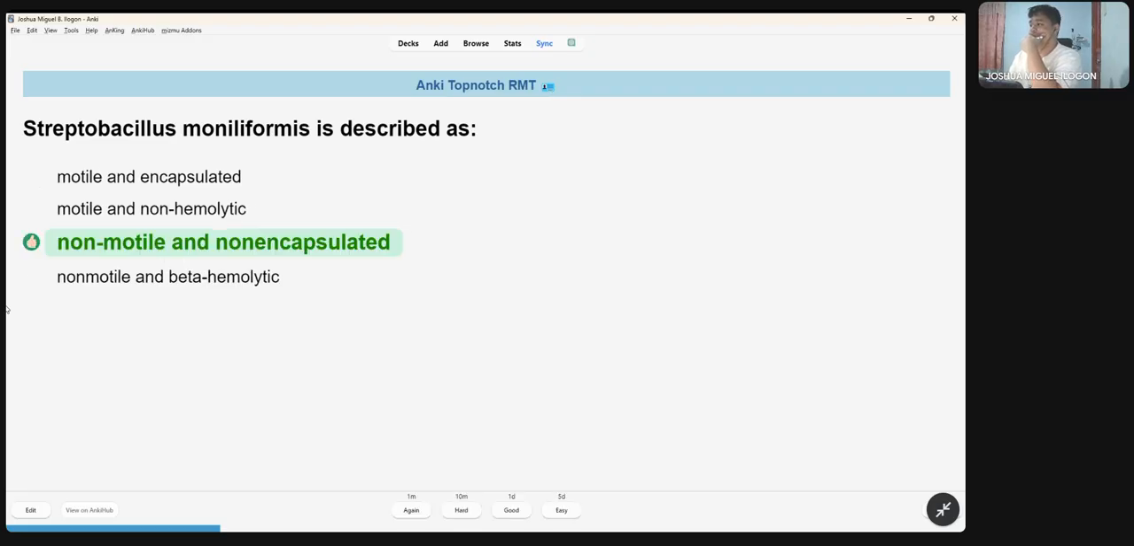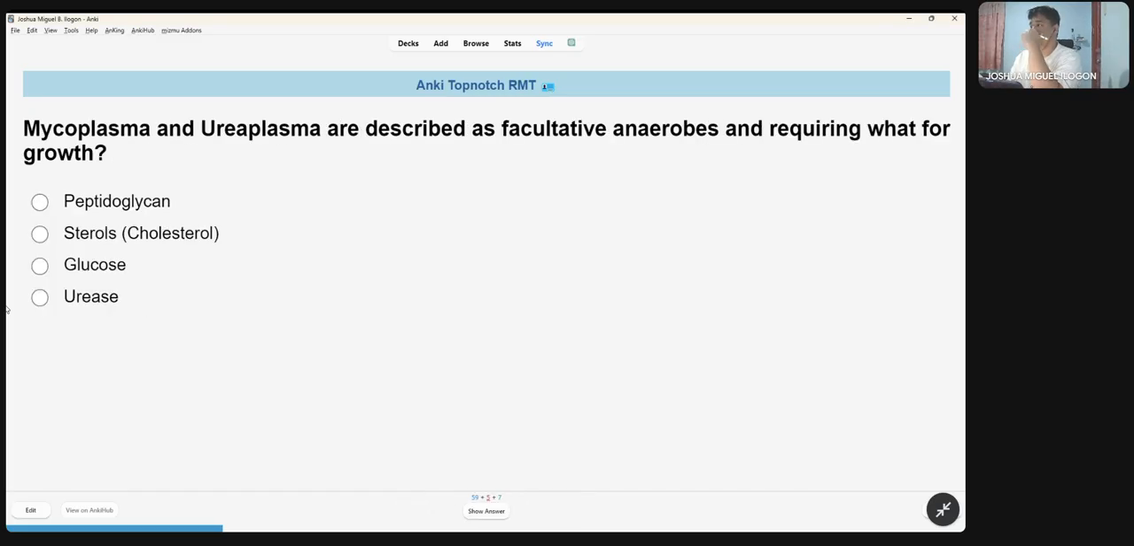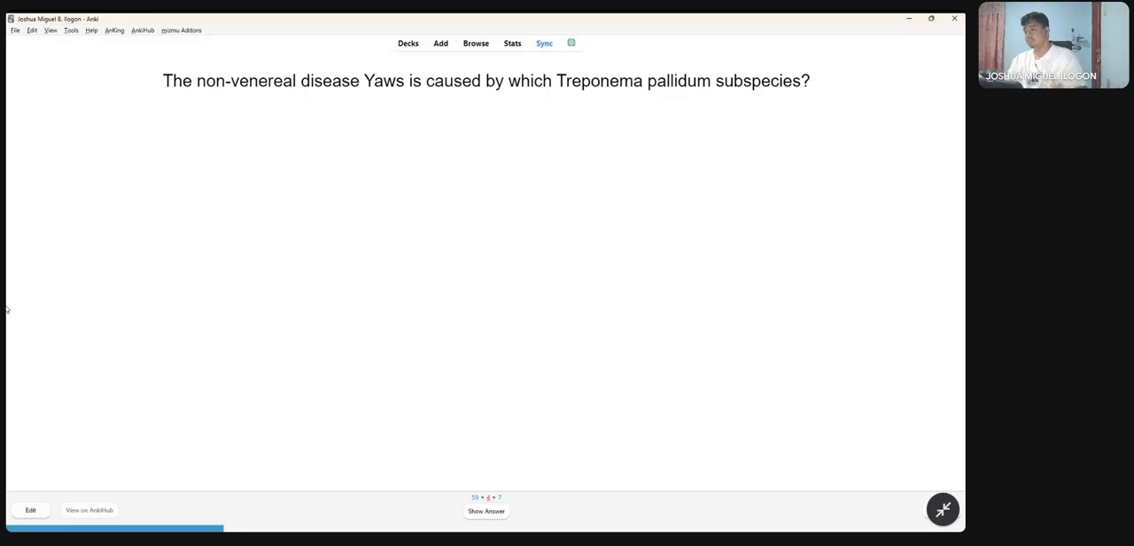One more time. If you're talking about your PCR, so your syphilis, facultative anaerobes, sterols, cholesterol. EOS is your vertignew.